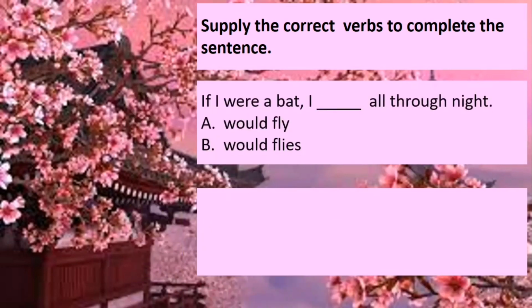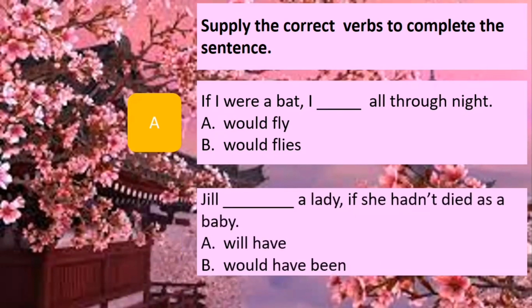Next, if I were a bat, I blank all through the night. Is it A, would fly, or B, would flies? Well, the answer is A, would fly. If I were a bat, I would fly all through the night. Next, Jill blank a lady if she hadn't died as a baby. Is it A, will have, or B, would have been? So the answer is B. Jill would have been a lady if she hadn't died as a baby.